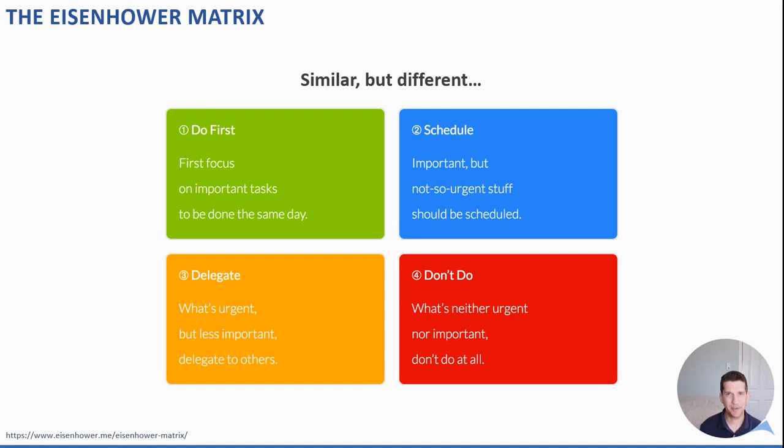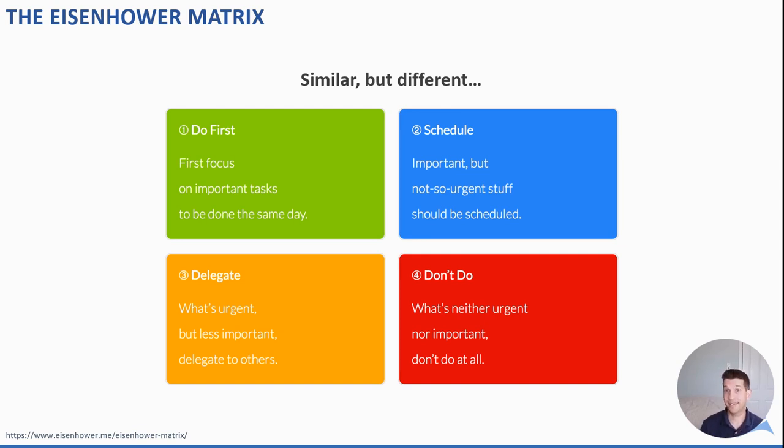It's similar but different. So it's similar in that you've got a 2x2 matrix to assign tasks, but it's different because the Eisenhower matrix is focused on task management at a personal level. How do I personally prioritize the tasks that I need to do? So you've got one category of do first or critical. These are items that are important and urgent. I need to do them right now.